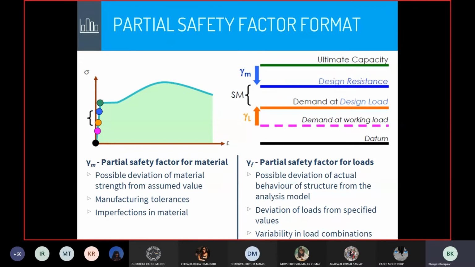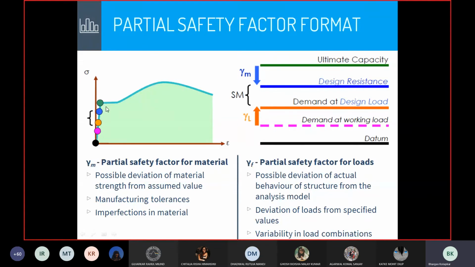We define this as the ultimate stress, meaning that if the stress in steel has reached this value, we'll stop the use of the structure. We'll not load it further. We know that this is the ultimate capacity. But I want to have some safety margin. So what I'll do is I'll divide it by a partial safety factor for material.